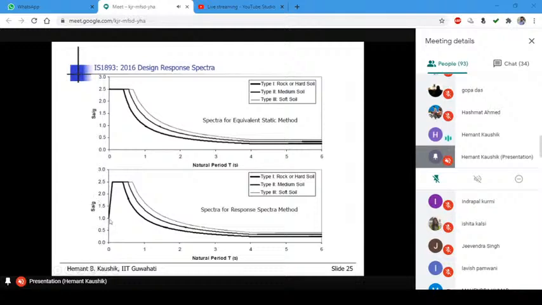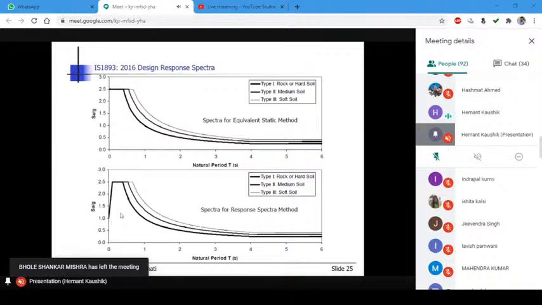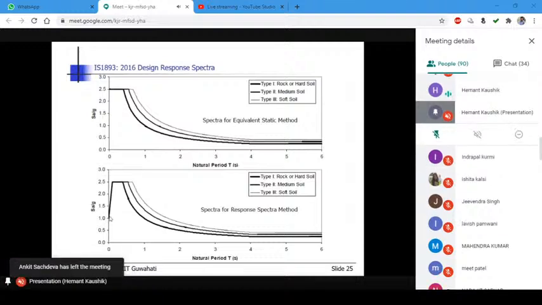You have to multiply it with Z by 2, then you multiply it with I by R, right? So all those terms, when you multiply, finally you multiply it with the seismic weight of the structure. Then it gives you the base shear. So that is why it is actually normalized. It starts from 1 because you have to multiply with several other quantities to do the final calculations.